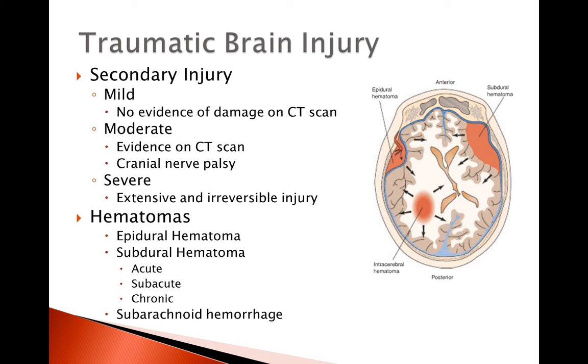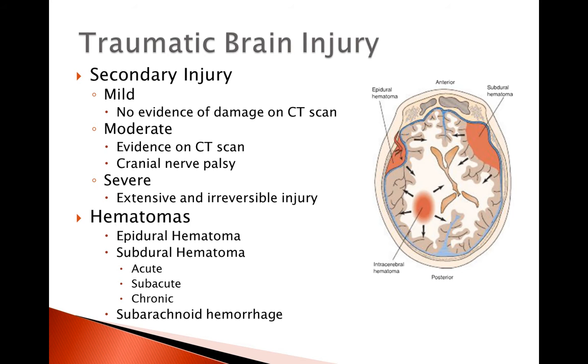hemorrhage. In this case, the bleeding is due to tearing of the bridging veins, similar to subdural, although the trauma that causes a subarachnoid hemorrhage is most commonly associated with rupture of cerebral aneurysms. Right? Therefore, the bleeding is arterial in origin. If it's an aneurysm, it's arterial in origin.